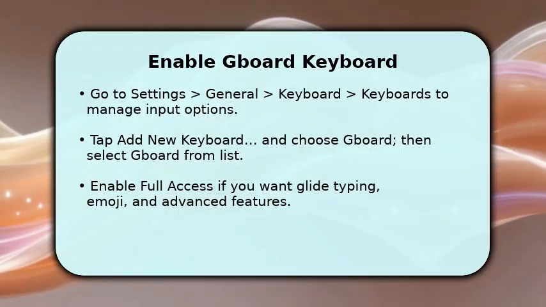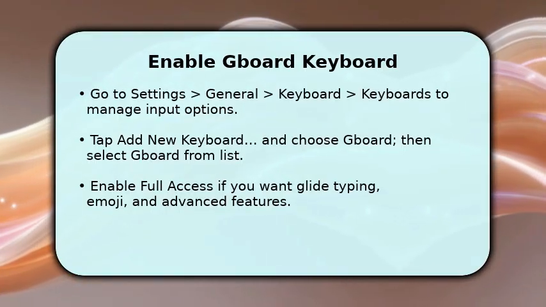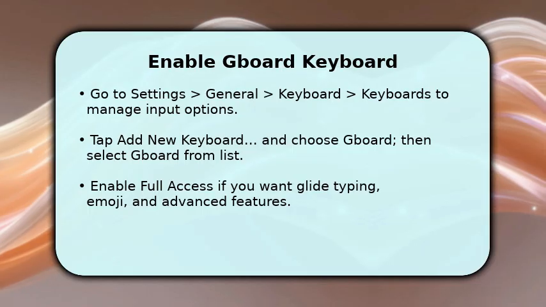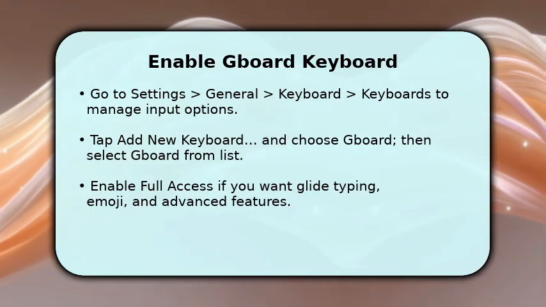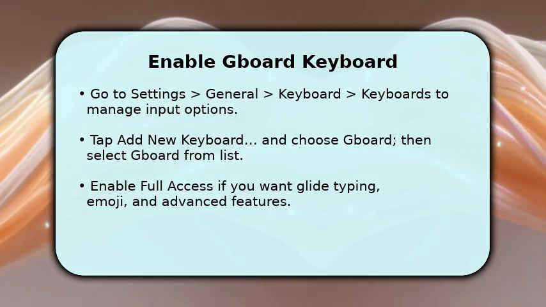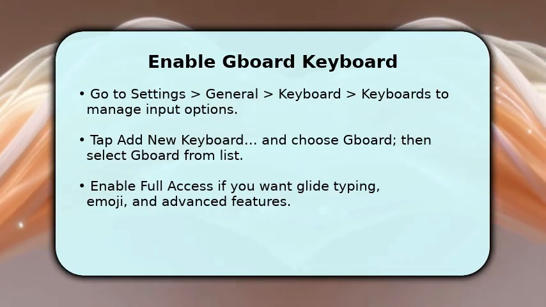Next, tap Gboard and toggle Allow Full Access if you want glide typing, GIF, and better predictions. Understand that full access shares data with the app for features, so decide based on your privacy comfort.